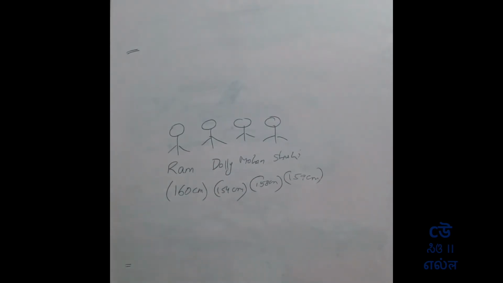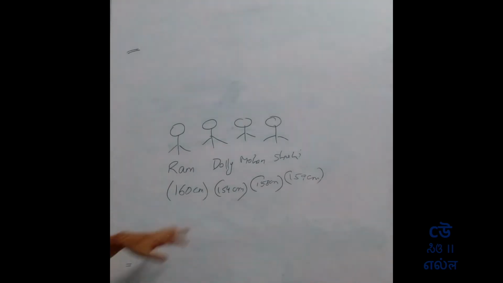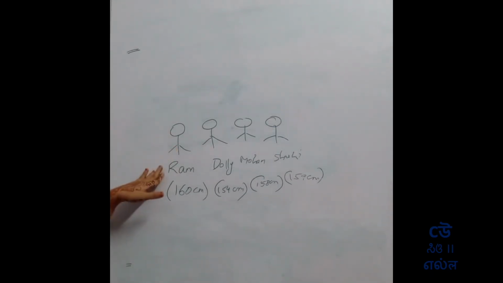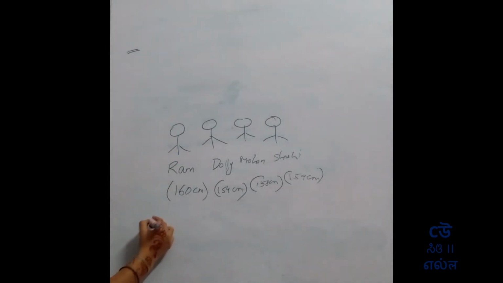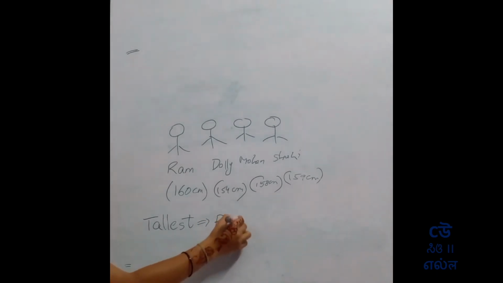So, see children, in these numbers you can find who is the tallest among all. See, 160, 154, 158 and 159. Which is the bigger number among all these 4 numbers? Obviously, 160 is the bigger number. So who is the tallest among all the four? Ram. 160 is whose height? Ram's height. So who is tallest? Tallest is Ram. Okay.